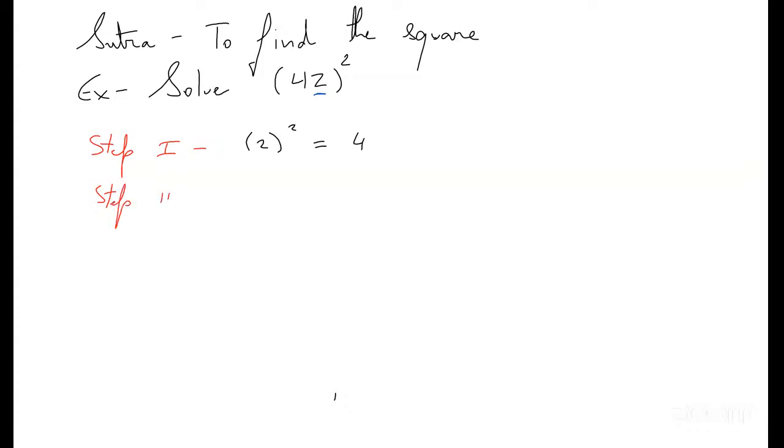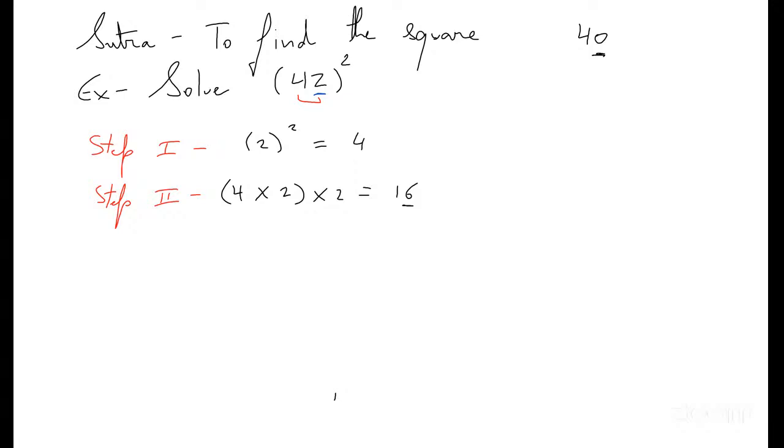Then step 2 is we multiply the two numbers, meaning multiply 4 times 2, and then we double the whole thing. So 8 multiplied by 2 is 16. But for 42, the base is 40, which has only one 0. So only 6 we will write. We will not take 1.